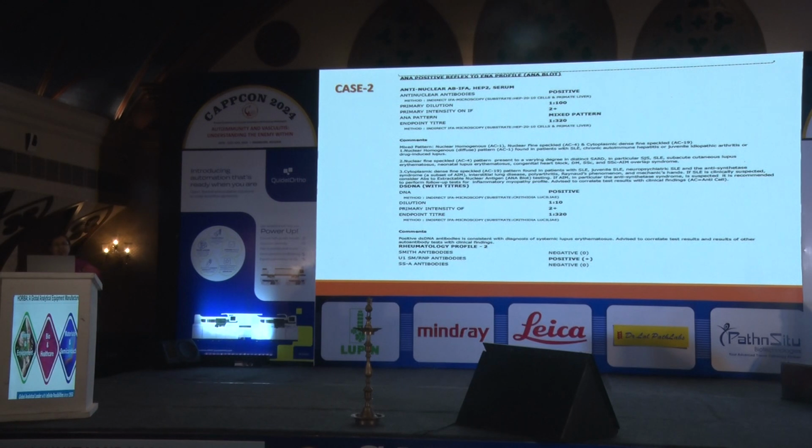This is a very clear-cut case where there is a mixed pattern of AC1, which correlates to nuclear homogeneous, and cytoplasmic also is present. That's a mixed pattern. And the titer was 1:320, but on doing the dsDNA by Crithidia IF, that also showed a positive 2+ with titer of 1:320. And it also showed U1 RNP, but very mildly positive.